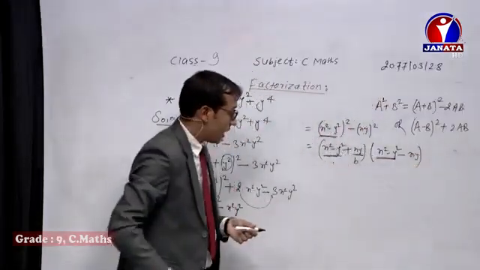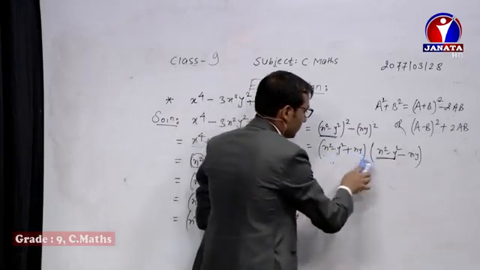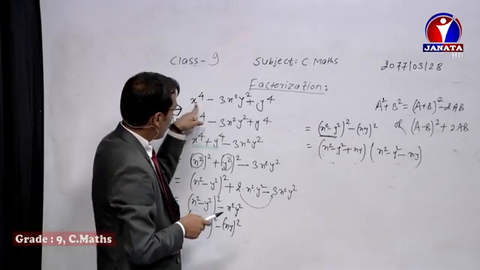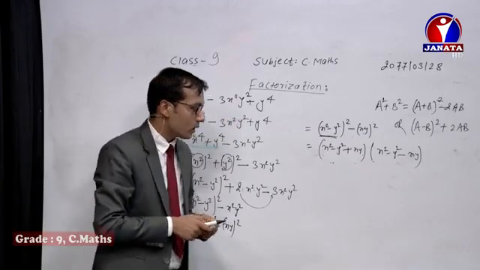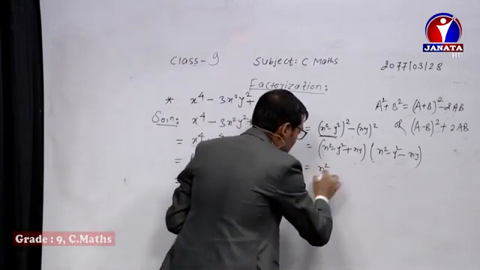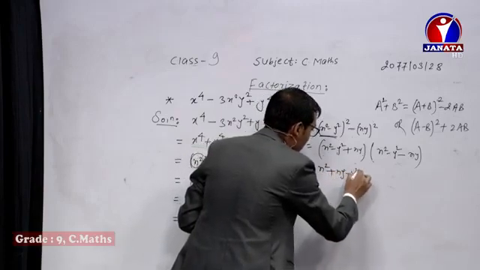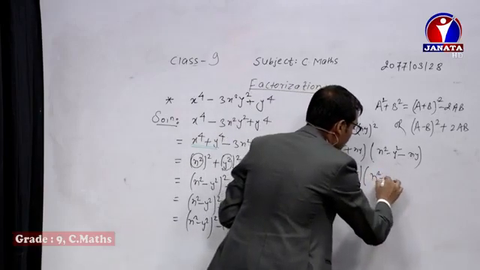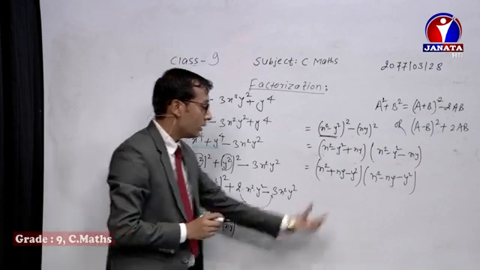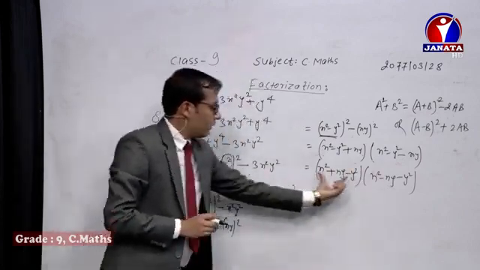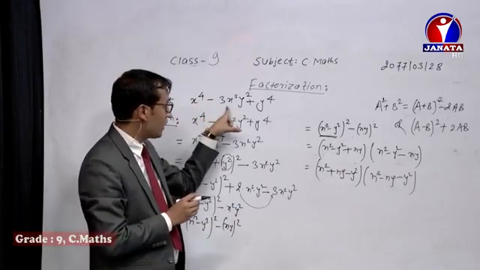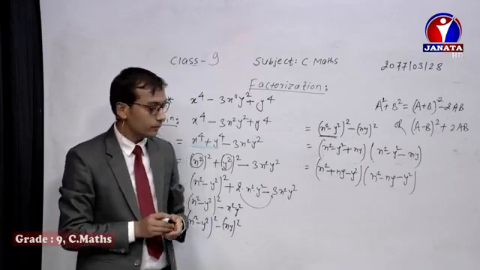So these are the two factors of the original expression, x to the power 4 minus 3x square y square plus y to the power 4. Now we can rewrite this. We can arrange x square plus xy minus y square, x square minus xy minus y square. So these are the two factors of the expression x to the power 4 minus 3x square y square plus y to the power 4.